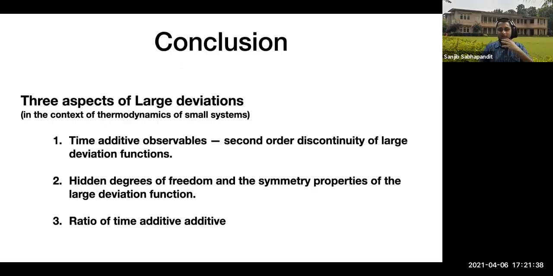To conclude the talk, I have talked about three aspects of large deviations in non-equilibrium systems. First, fluctuations of additive observables, and a second order discontinuity in the large deviation function coming from a singularity in the prefactor of the generating function. I have talked about hidden degrees of freedom and the symmetry properties of the large deviation function of the entropy production. And I have also briefly talked about the ratio of time additive observables. Thank you very much.